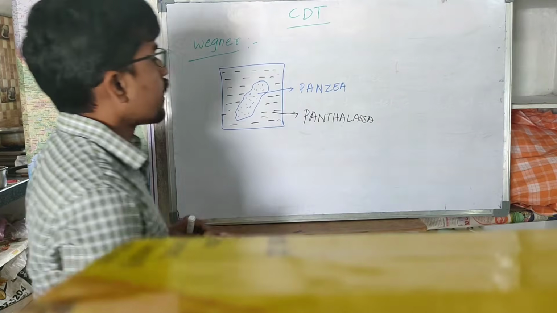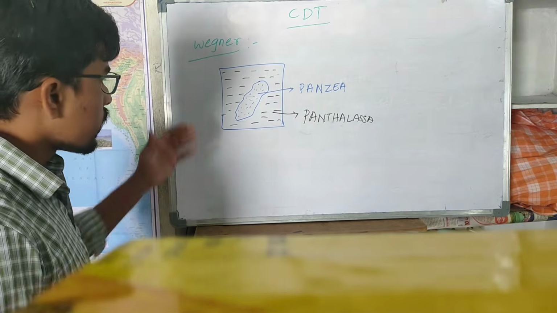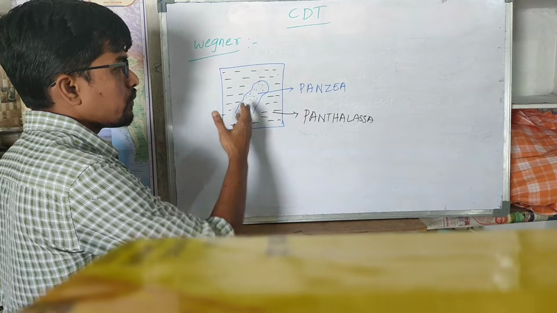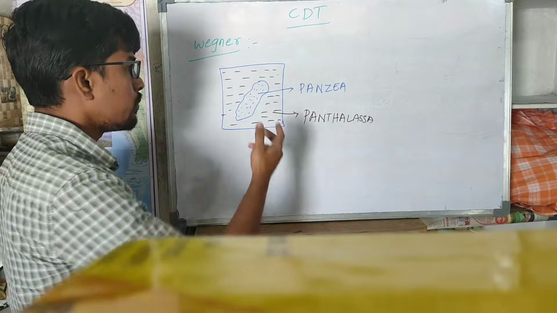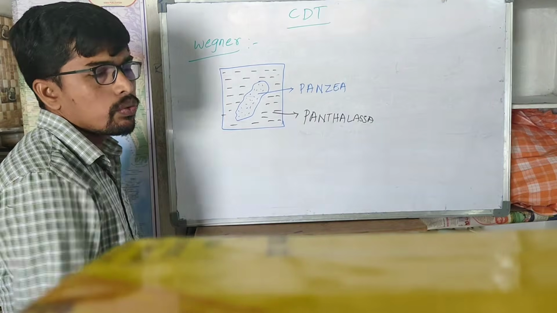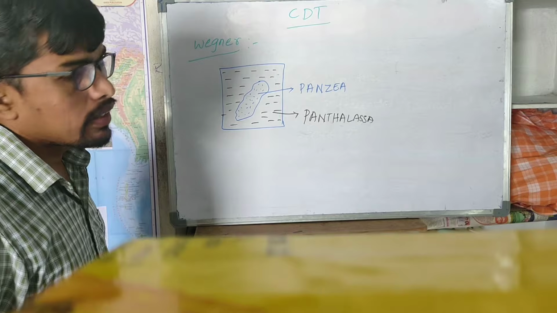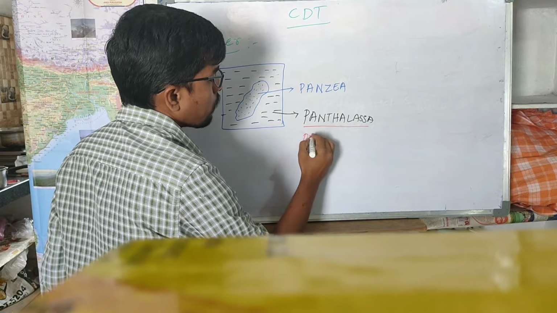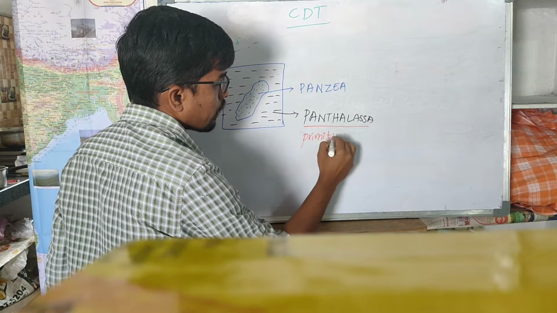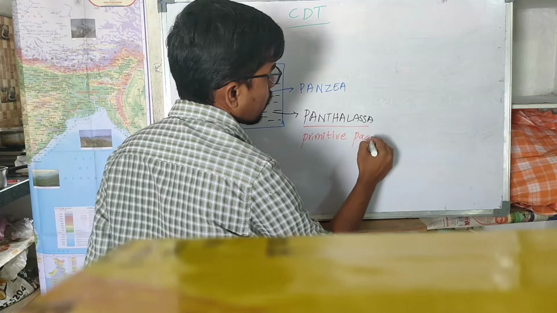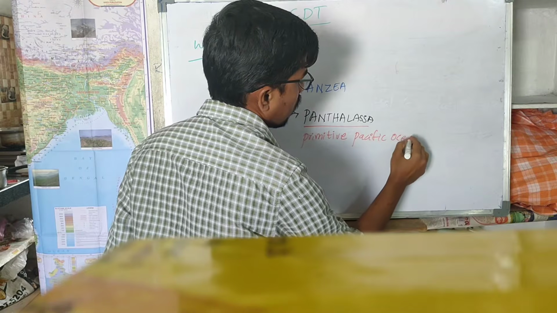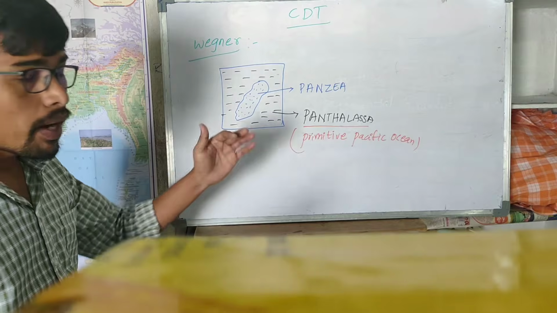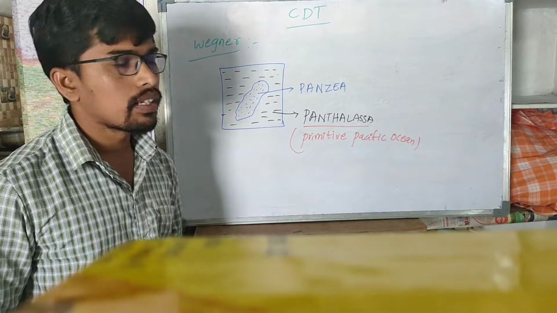According to Wegener, in the starting era there was the supercontinent named Pangea, which was surrounded by a super ocean called the Panthalassa. So the Panthalassa was the primitive form of the present-day Pacific Ocean.